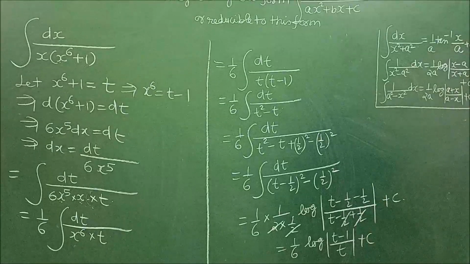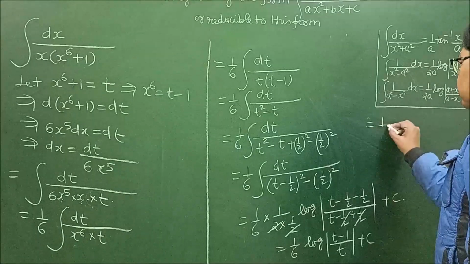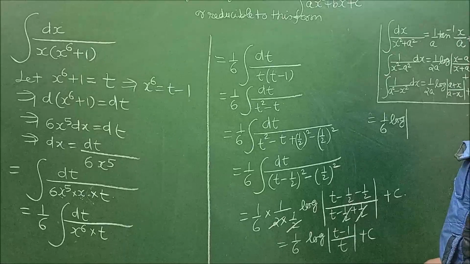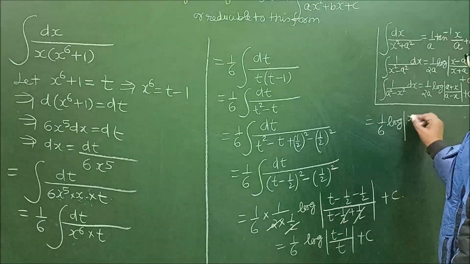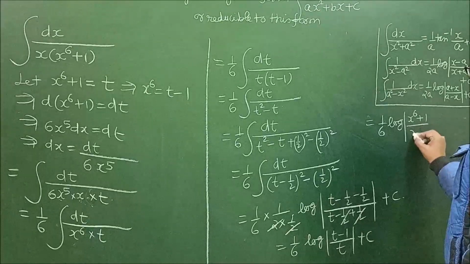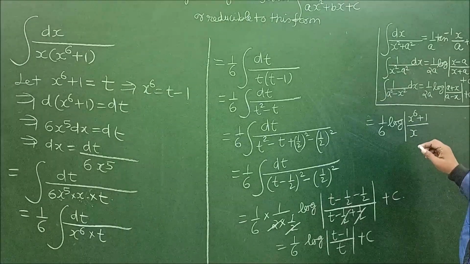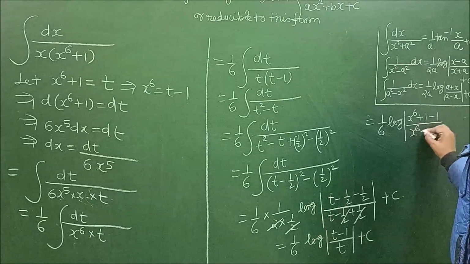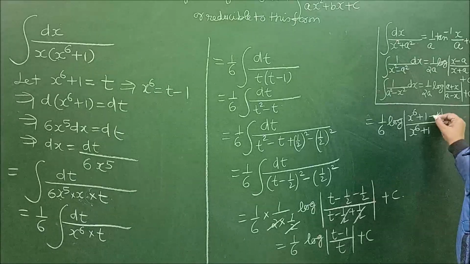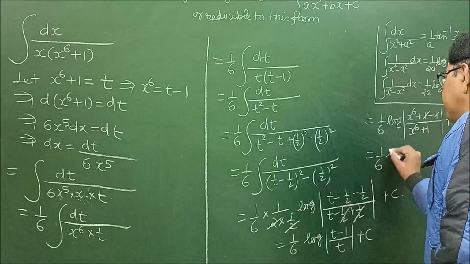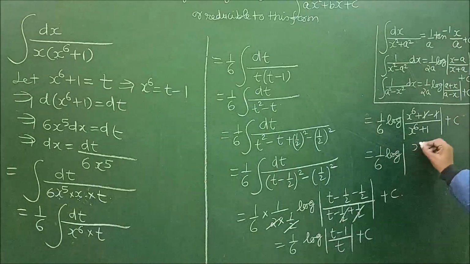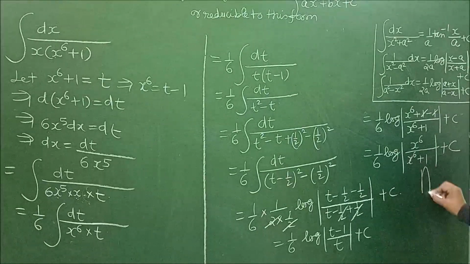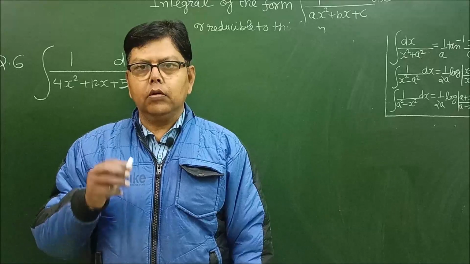Putting the value of t here, this is equal to 1 by 6 log mod, the value of t is x^6 plus 1, upon x^6 plus 1 minus 1 upon x^6 plus 1 plus c, and this 1 and 1 is cancelled here, so we get 1 by 6 log mod x^6 upon x^6 plus 1 plus c. So this is the final answer of this question.